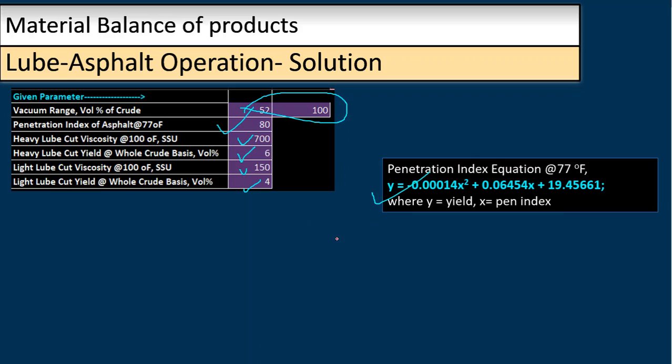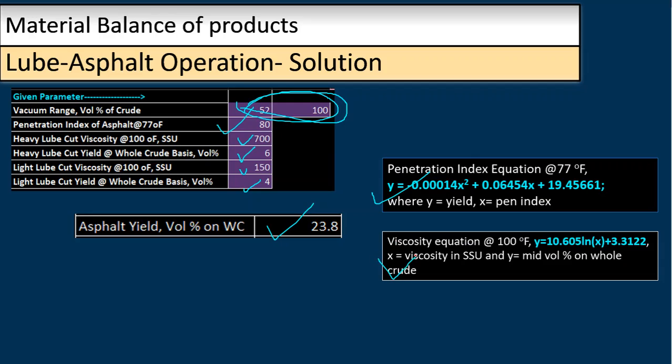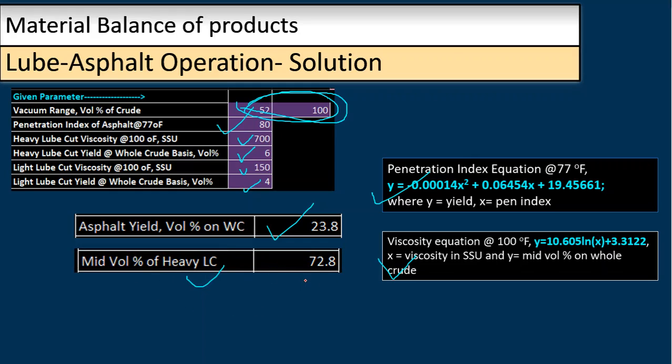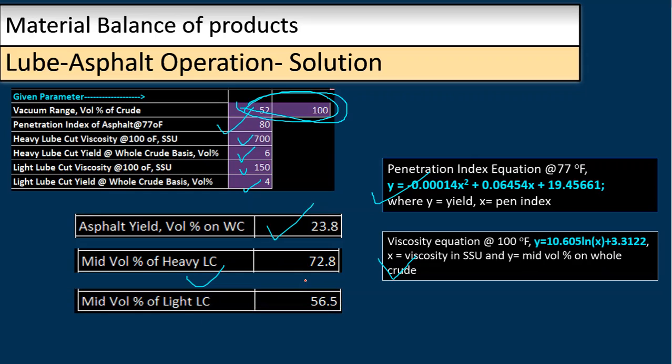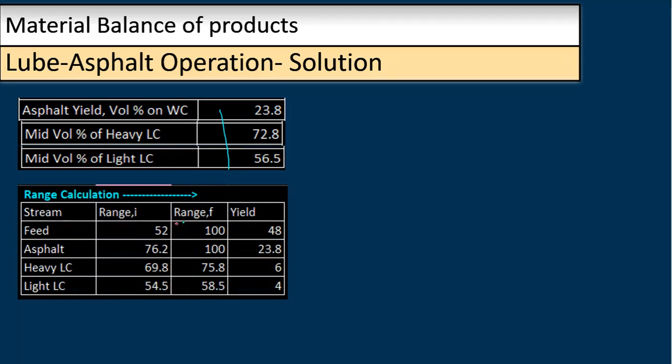With the help of the penetration index equation, we can find out that the asphalt yield is 23.8 volume percent. So out of the whole, 23.8 volume percent is asphalt. Then we can use the viscosity equations. We can find the mid volume percent of the heavy lube cut at 72.8, and similarly the mid volume percent of the light lube cut is 56.5 volume percent. So these three pieces of information are very important. This is the direct value of yield; the others are not direct values, one is the midpoint of the heavy and one is the midpoint of the light. These are now calculated and available. With the help of these three, we can find out everything.